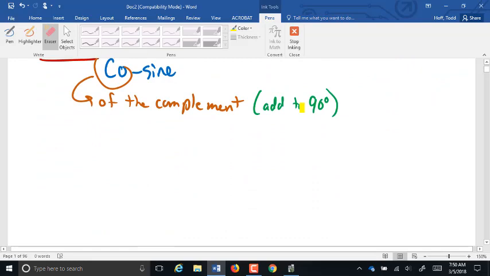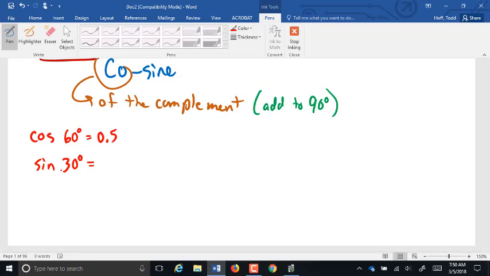So before I go back to that triangle and start defining stuff, if I tell you that the cosine of 60 degrees is 0.5, what's the sine of not 60, but 30 have to be? What's the relationship between 60 and 30? The one's double, but they also add up to 90. They're complements. The cosine of 60 is equal to the sine of its complement, right?